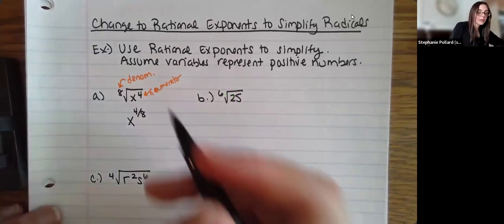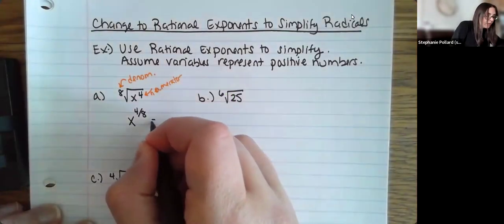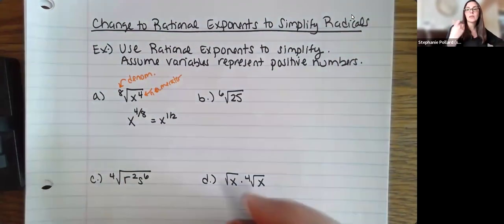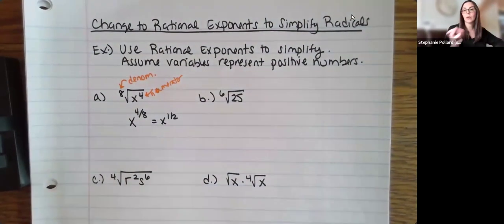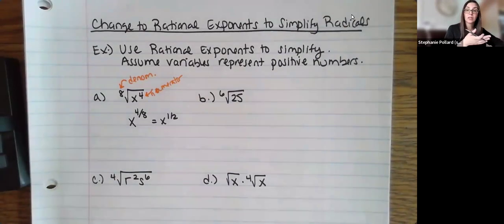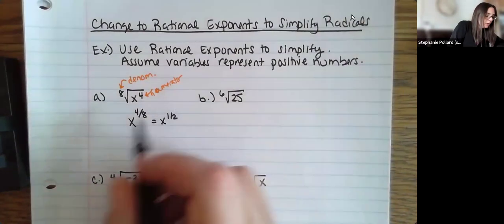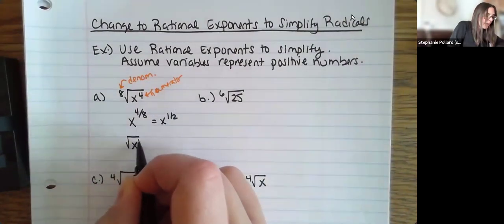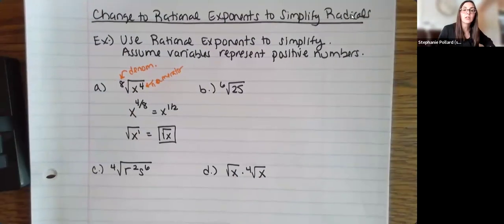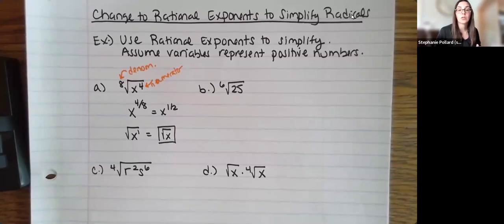Now, 4 over 8 is a fraction that we can simplify, right? We can divide those each by 4 and get x to the 1/2. And then once I've simplified as much as possible, depending on what the problem wants, I can either leave it in the rational form or change it back over to the radical, which I'll do here. So this would be the square root of x to the first power, which is just the square root of x. So the 8th root of x to the 4th actually simplifies really nicely to the square root of x.